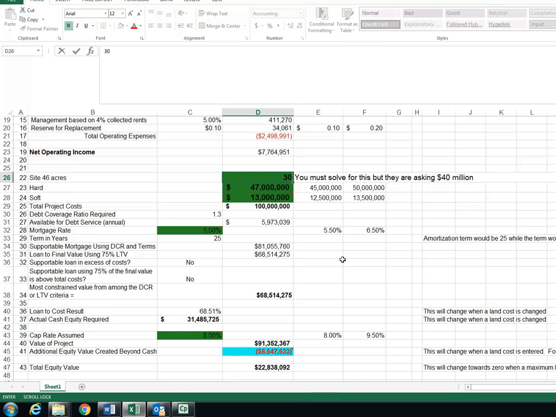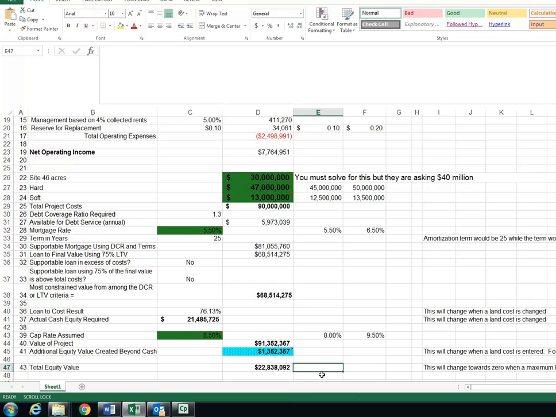let's just put in 30 million just to show you how it works. So if we pay 30 million for this site and our total costs are 90 million and we create a value of 91.3 million just as before, we're going to actually have to put in 21.5 million there, but we'll create additional equity value of 1.3 million instantly. So the total equity value is now greater than what we actually put in. The loan to cost is 76%, and it's more feasible.